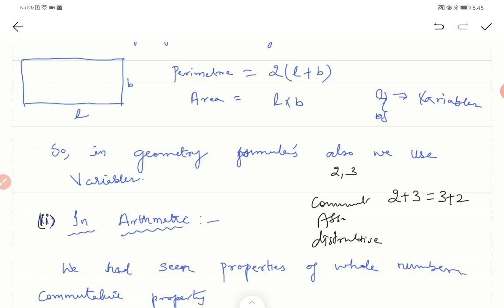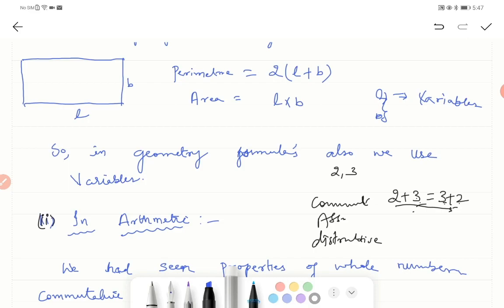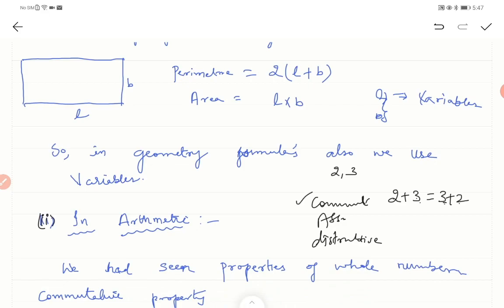This commutative property is true for whole numbers. 3 plus 2 is 5, and in here also 2 plus 3 is 5, 3 plus 2 is also 5. So this is true. If I take any other numbers and add them, you will find this property true. So in general, how can I write this? I can write this as a plus b is equal to b plus a.